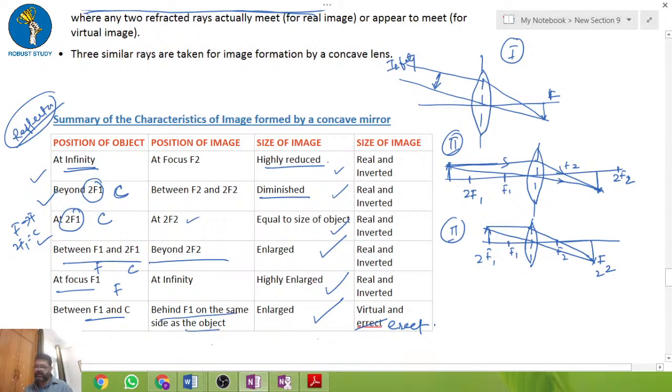So this I would like to draw for you. When it is between C and F, it is enlarged. Before that, I'll produce the fifth condition, and then I'll draw the sixth one. It will be somewhere here, and it will always be parallel. This is F2, this is C, the optical center, this is F1.